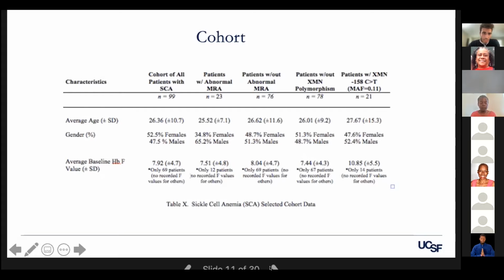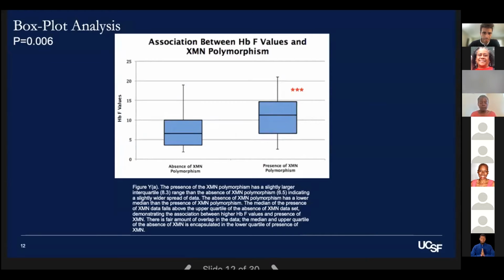And so let's go on to the results. Okay, so the first graph is an association with hemoglobin F. On the Y axis you have hemoglobin F levels, and on the X axis you have either the absence or the presence of the XMN polymorphism, right? We want the presence. So the presence of that T increases your hemoglobin F values. That's what we're trying to see, right?